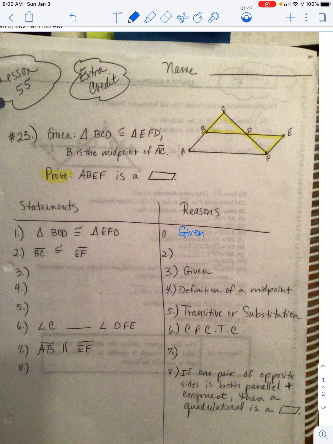Since those are two congruent triangles, that means that all corresponding parts would be congruent as well. So you'll notice that step 2 says that BC here, this line segment, is congruent to EF. Why? Because of congruent parts of congruent triangles are congruent. That's the CPCTC. Remember, anytime you have two triangles that are congruent, then all of their corresponding parts will be congruent as well. You would have to pair up their matching sides and also their corresponding angles.